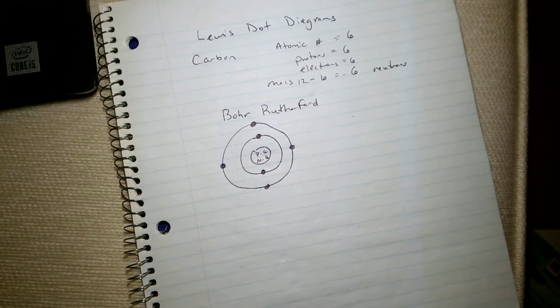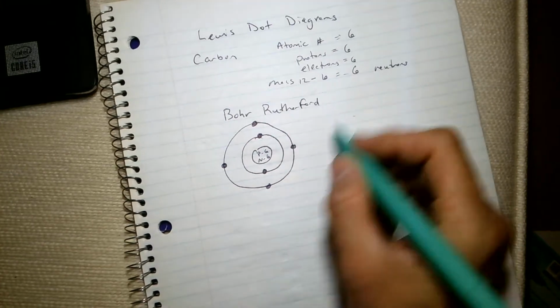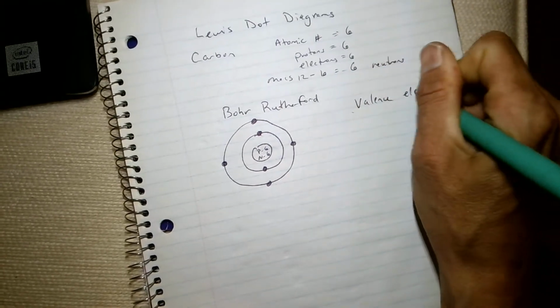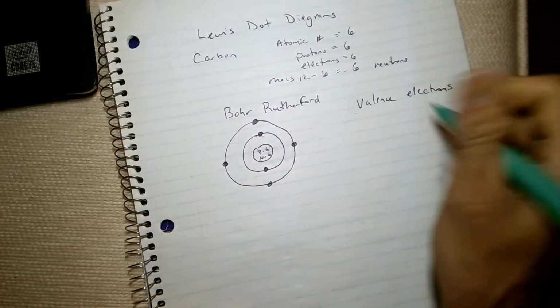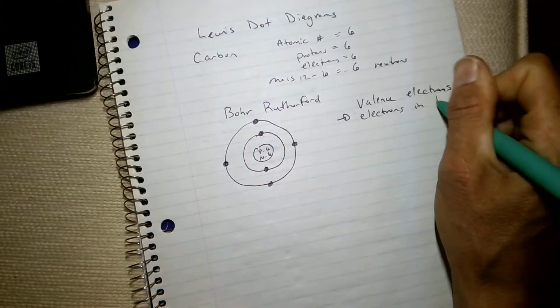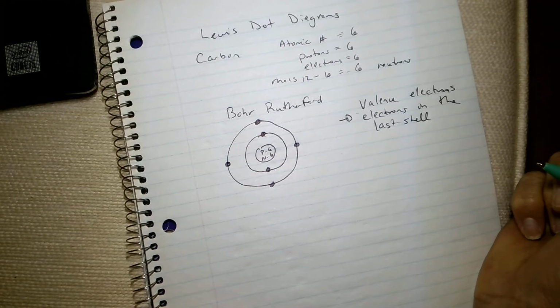Now, when we do the Lewis dot diagrams, we are dealing with just the valence electrons. The valence electrons are the electrons in the outermost shell. Valence electrons: electrons in the last shell.